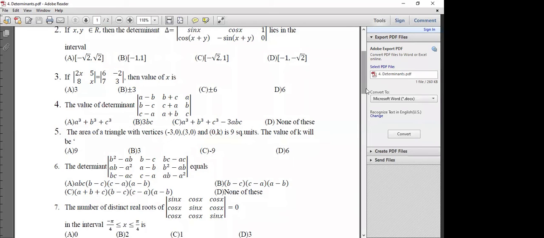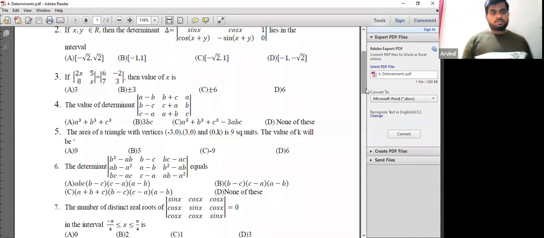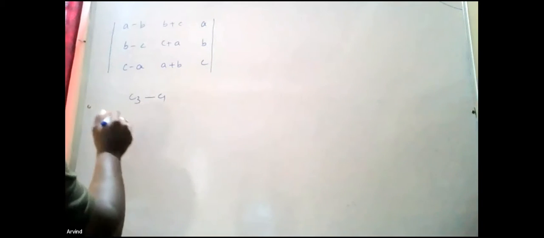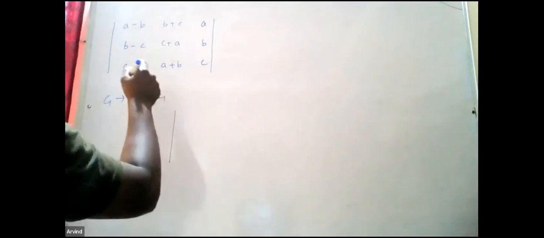Sir, is it none of these? Yes, very good. None of these. Yeah, you won't get any of the three options because none of them. Yes, sir. So we'll just do it. Could you tell me, Shreyas, what are the properties? What are the transformations that you used? Yes, sir. C1, C3 minus C1. C3 minus C1. This is for C3, right? C1 is C3 minus C1. We'll get b plus c, a in the first row. So C1 is C3 minus C1, a minus this.